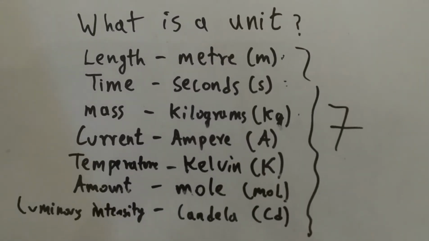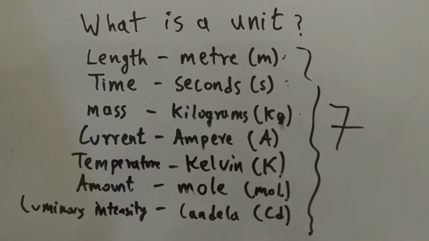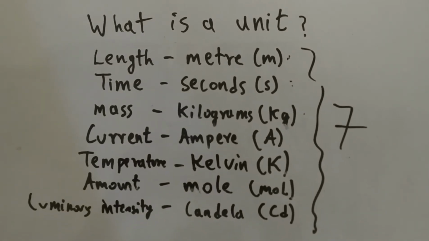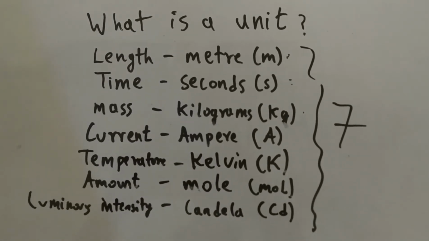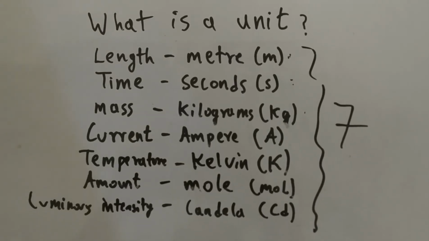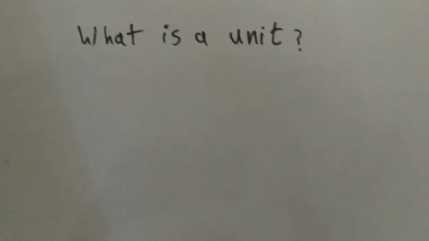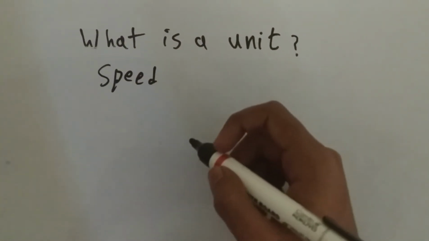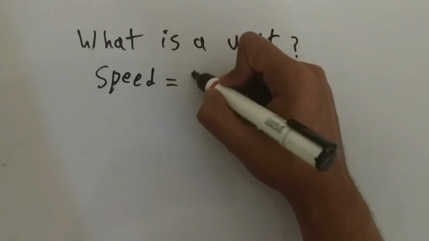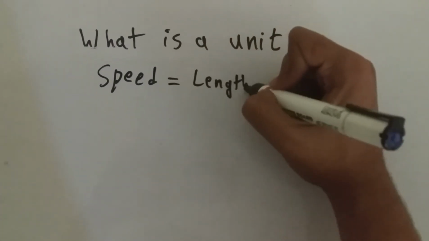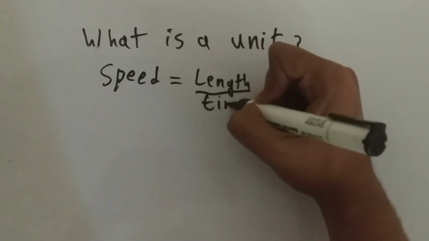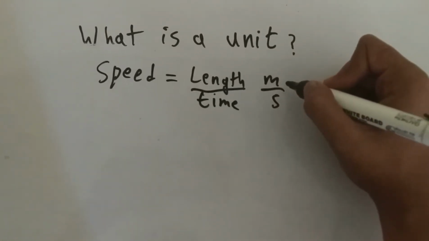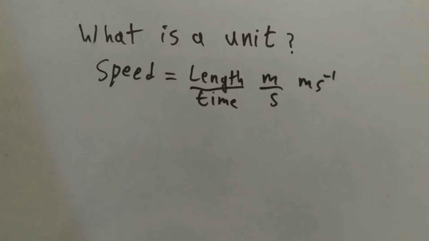These 7 quantities are called fundamental quantities. The others which can be derived from a combination of these fundamental quantities are called secondary quantities. For example, speed is a secondary physical quantity because it can be defined as length per time, that is nothing but meter per second. We write this as m s to the power minus 1.